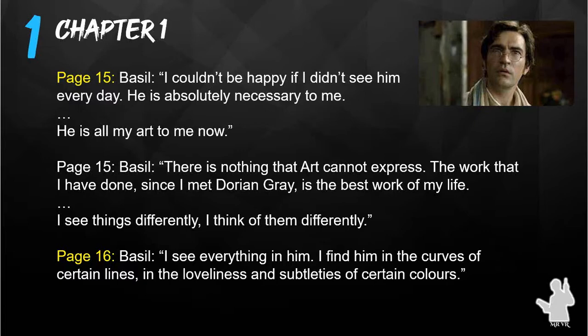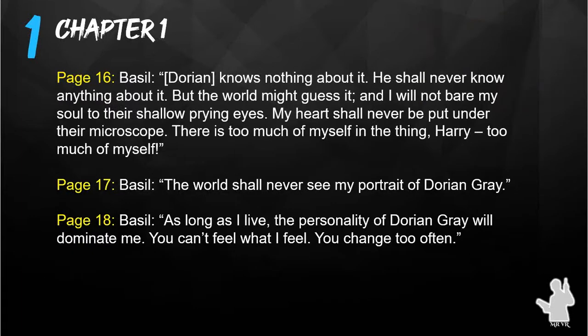Page 16, Basil says, I see everything in Dorian. I find him in the curves of certain lines, the loveliness and subtleties of certain colors. Everywhere he goes, he's just seeing Dorian. That's how special and how meaningful the relationship is to him. At this point, Dorian has never met Lord Henry. He's just friends with Basil, and he sees him every day because Dorian has to stand there while Basil paints him. And so that friendship is going really, really well and means everything to Basil.